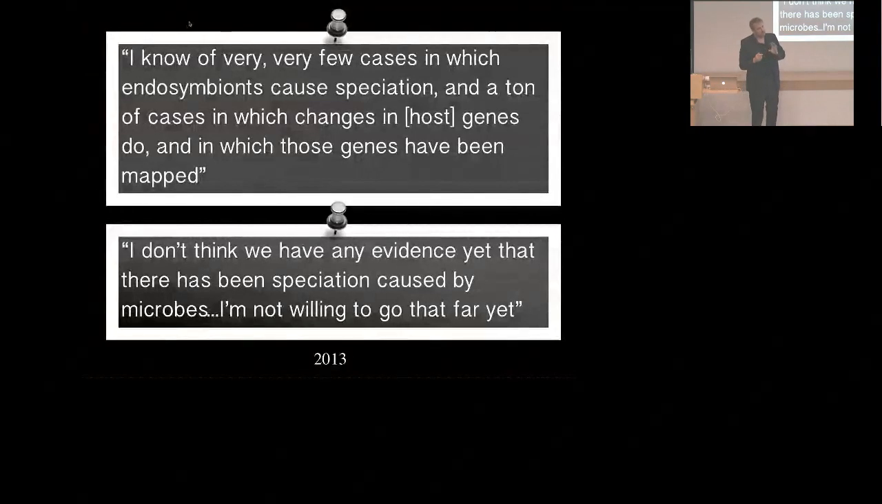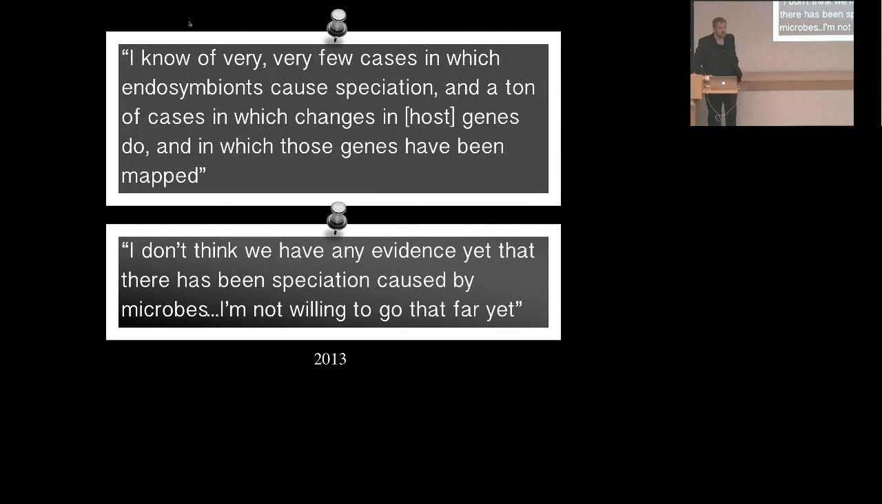Okay. Now, my point is that this approach to speciation has been so polarizing and so extreme that it's led to some strange quotes, particularly in my view, because in 2013, a famous evolutionary biologist and a famous symbiosis person said the following: "I know of very few cases in which endosymbionts cause speciation, and a ton of cases in which changes in host genes do, and in which those genes map, i.e. to the chromosomes, the nuclear chromosomes. And also, I don't think we have any evidence yet that there has been speciation caused by microbes. I'm not willing to go that far yet."